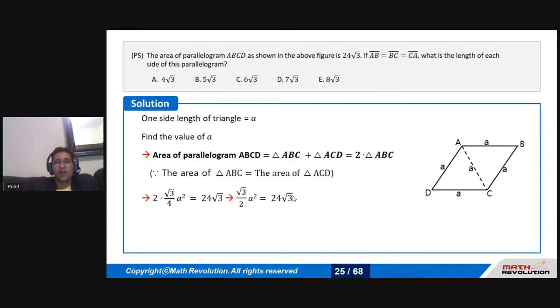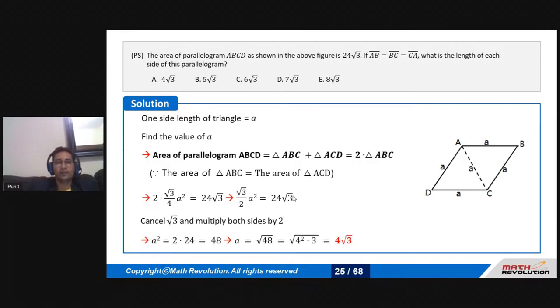So if we try cancelling out, 2 root 3 would cancel, and 24 root 3 gives 12 times. So A square over 4 becomes 12, so A square becomes 48. If you take the square root of 48, that becomes 4 root 3. So the side of this parallelogram is 4 root 3.